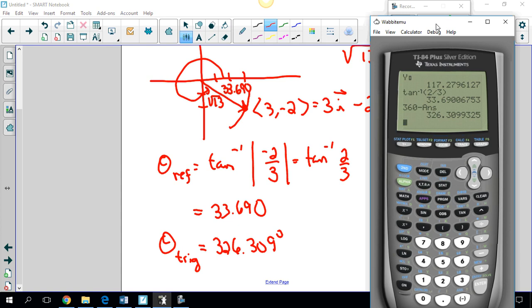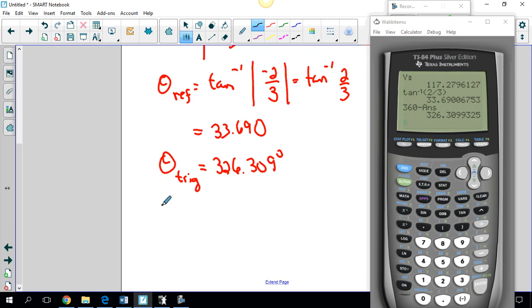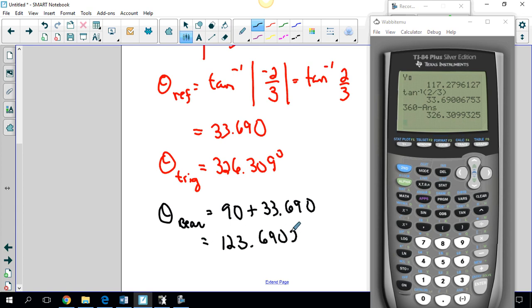Now, there's other ways to say it. You could say true bearing angle just comes off the north. So theta bear, just straight off the north, measuring clockwise, is 90 plus that 33.690, which is 123.6900673, looking at my calculator.